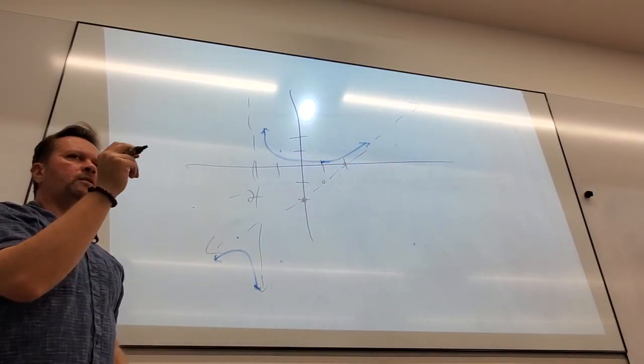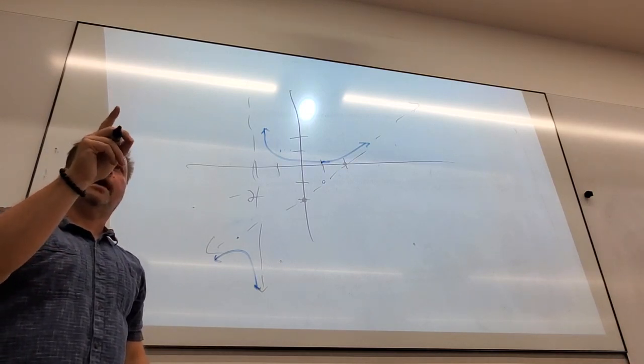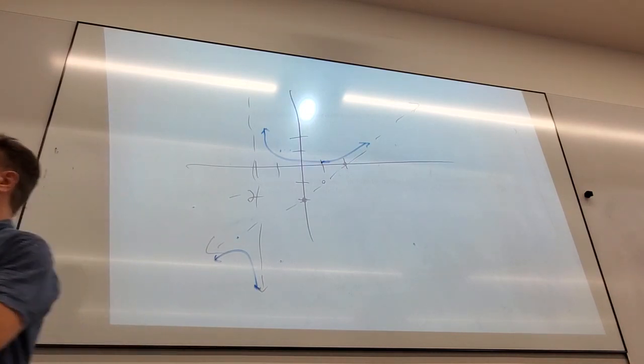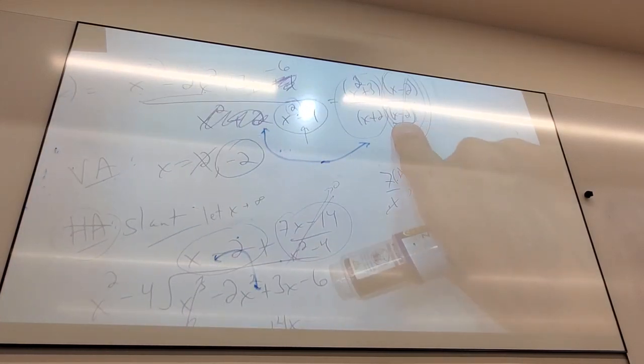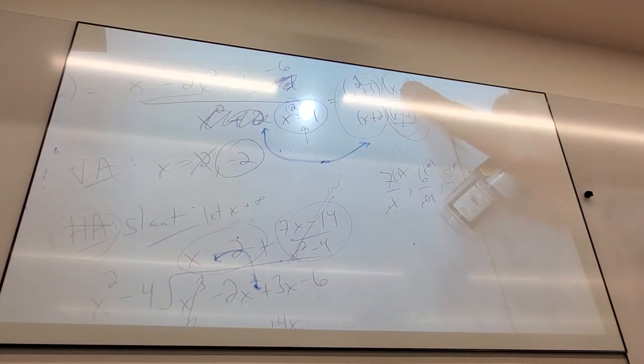One little thing that you have to be careful about is what is happening at 2. 2 is where weird stuff is happening. It's where I normally would have put a vertical asymptote. Am I allowed to let x equal 2? No. But I need to know where to put the open circle.